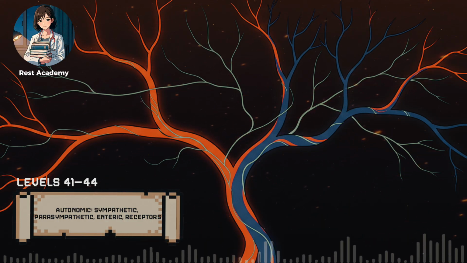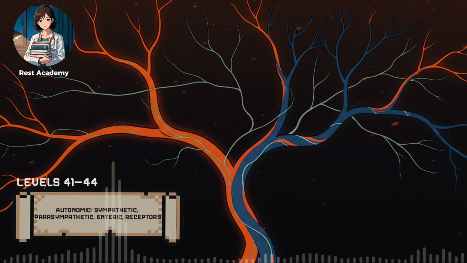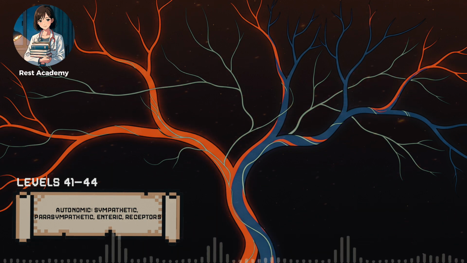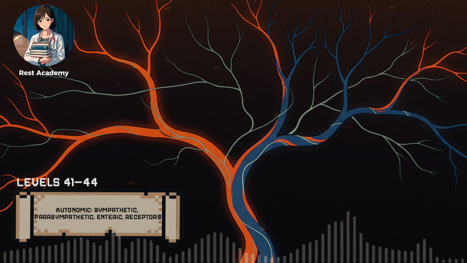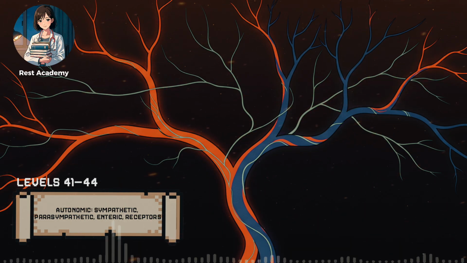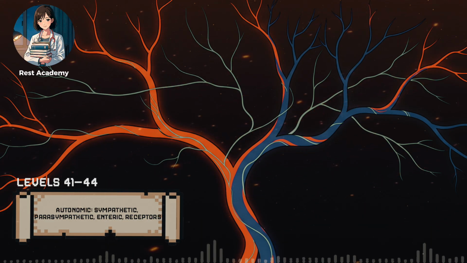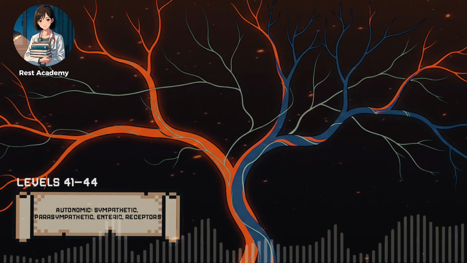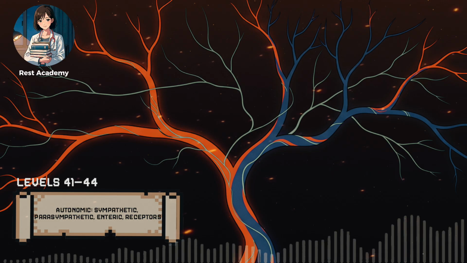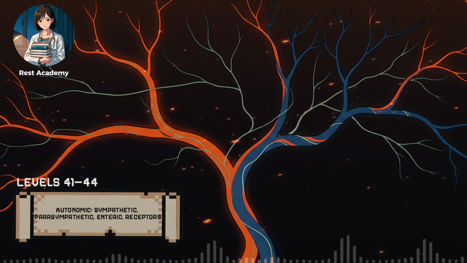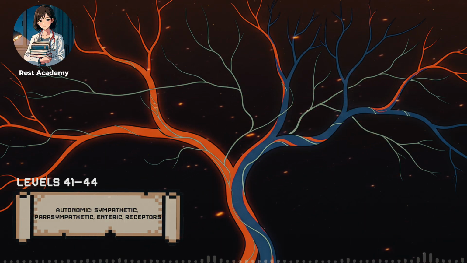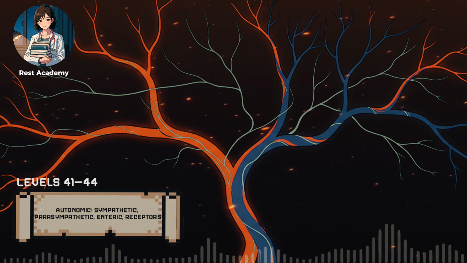It contains millions of neurons, more than the spinal cord, organized into two main plexuses. The myenteric (Auerbach's) plexus lies between the longitudinal and circular muscle layers and controls motility. The submucosal (Meissner's) plexus, located in the submucosa, regulates secretion and blood flow. These neurons receive sensory input from gut mechanoreceptors and chemoreceptors, integrate signals, and modulate motor and secretory responses.